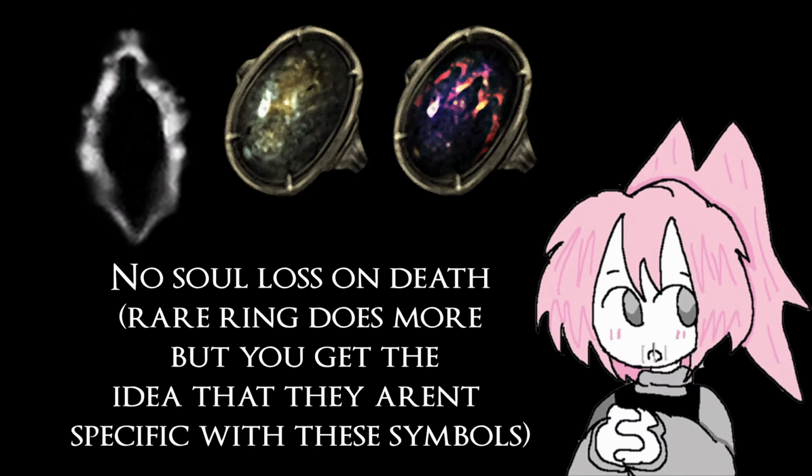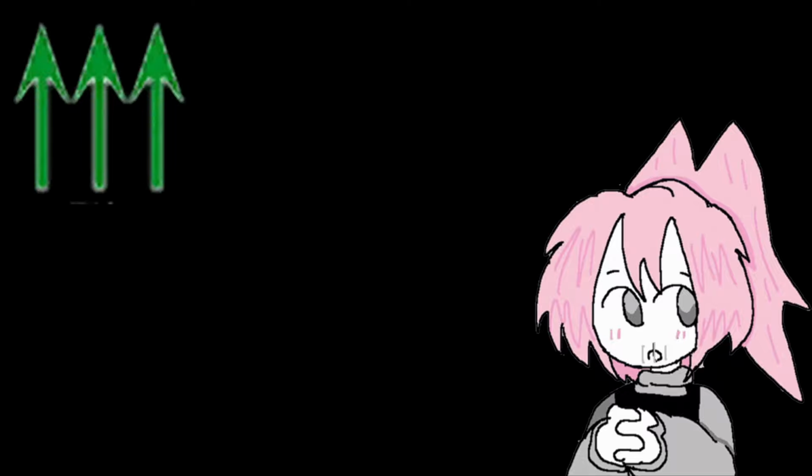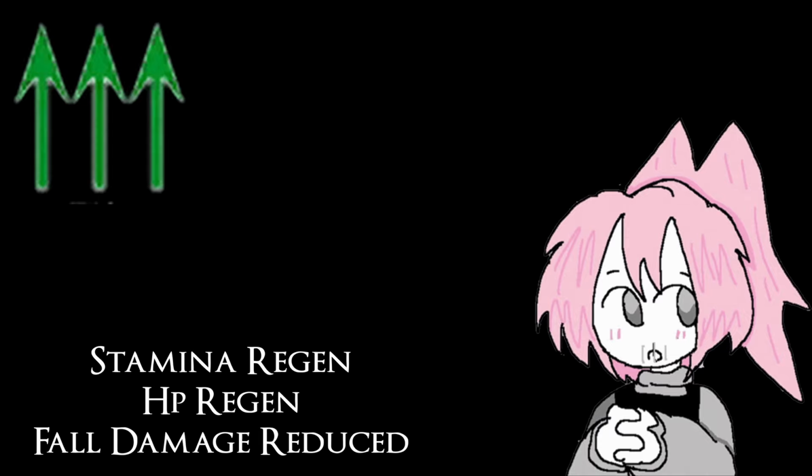That's probably one of the simplest ones on here. Next is just three arrows pointed straight up. The same arrow, just copy and pasted three times, still with that really bad white border around it that definitely does not look intentional. And this either means you have stamina regeneration, HP regeneration, or fall damage is reduced, which is, again, another weird one.